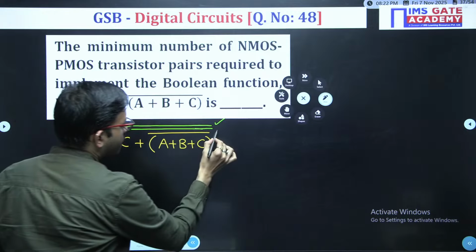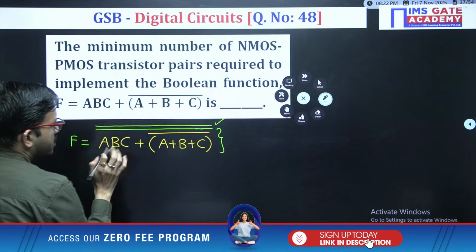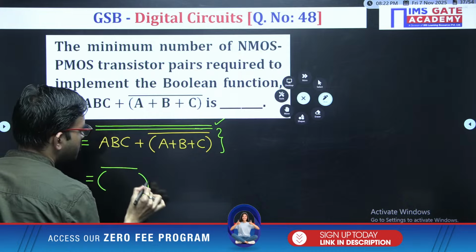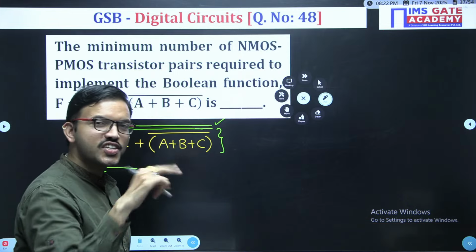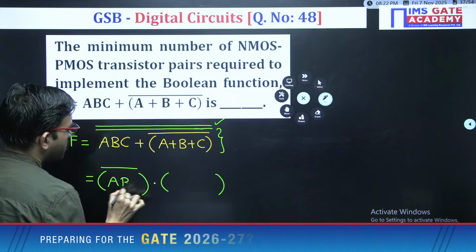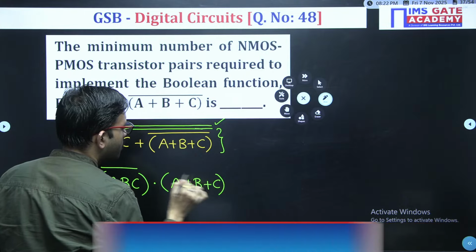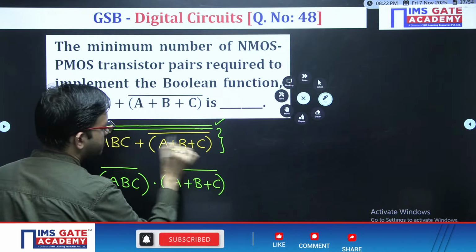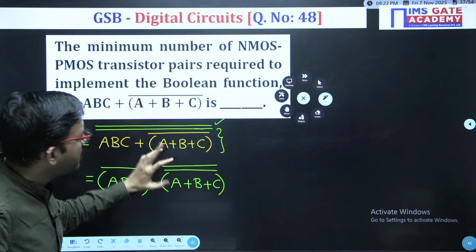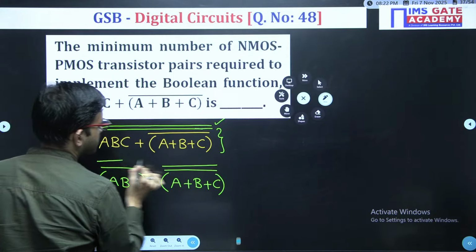Now, whatever inner complement you have here, you can apply De Morgan's law. X plus y whole bar is nothing but x bar into y bar. You learned this concept in the second chapter. With the help of this question, you are getting a recap of the second chapter. ABC whole bar, then here A plus B plus C complement you have, and once again a complement is there. This expression itself has a complement, and by using De Morgan's law, you get one more complement. Now the external complement you can keep as it is.